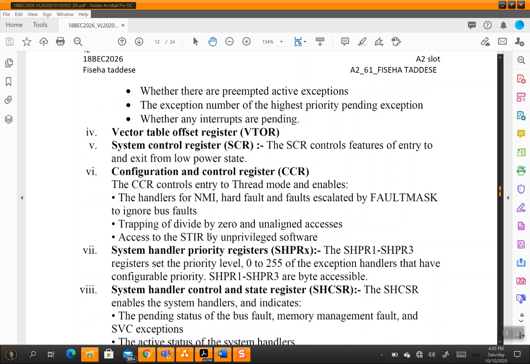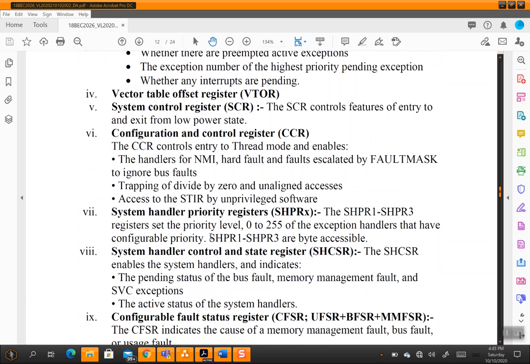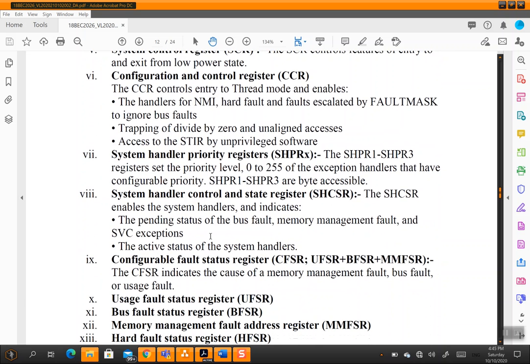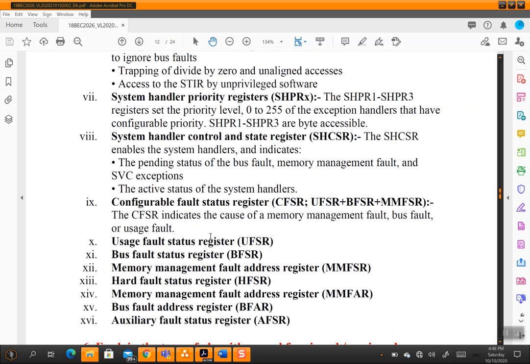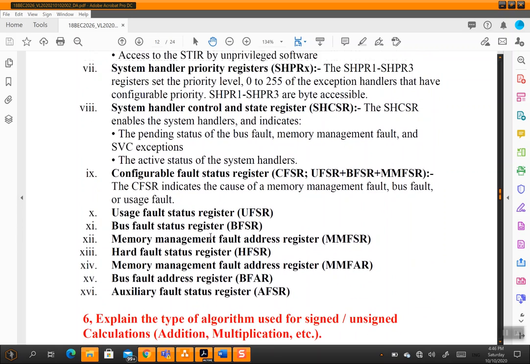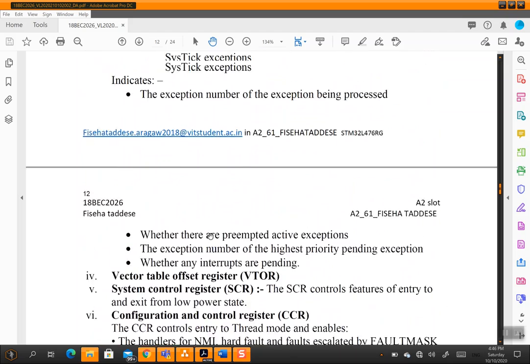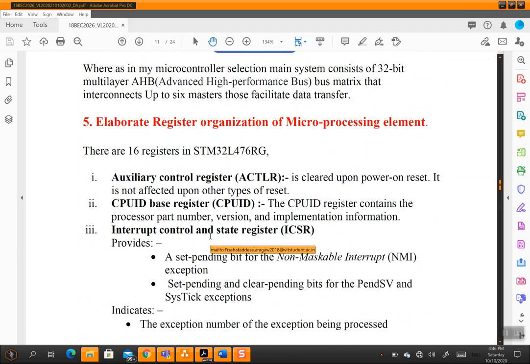system handler priority register, system handler control and state register, configurable fault status register, fault status register, bus fault status register, memory management fault address register, hard fault status register, memory management fault address register, bus fault address register, and auxiliary fault status register. Each and every register has its own operation and its own role in the microcontroller.